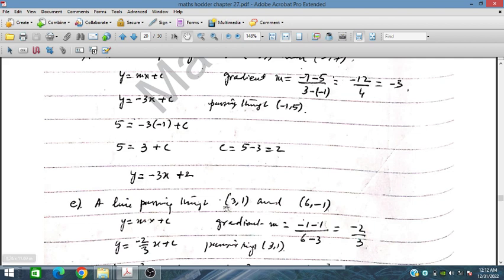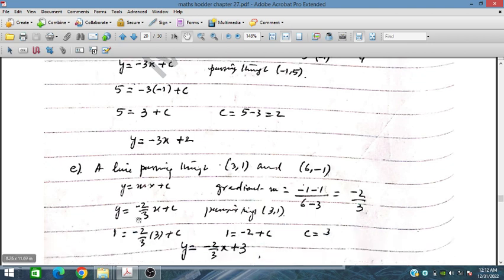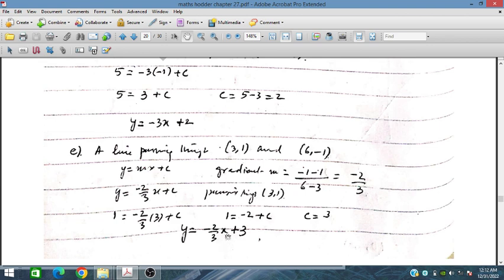A line passing through 3, 1 and 6, minus 1, y is equal to mx plus c, the gradient is obtained as minus 2 upon 3, and y is equal to minus 2 upon 3 x plus c, so this is passing through 3, 1, so 3 and 1, and we obtained c as 3, so y is equal to minus 2 upon 3 x plus 3.